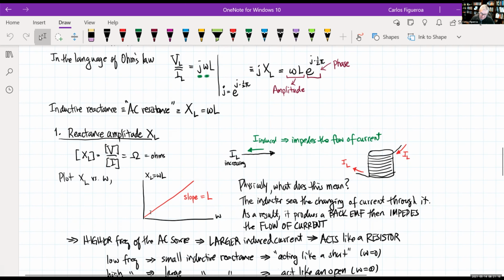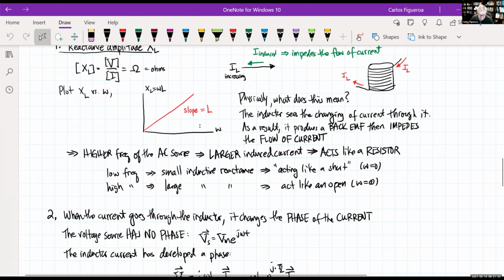This is no surprise, because as I increase the frequency through a coil, the back EMF gets so huge that it would open the circuit and kill all the current in the circuit. So we know that that must be the case.